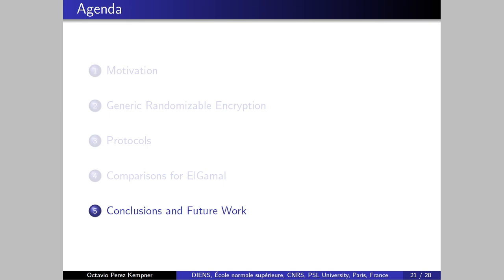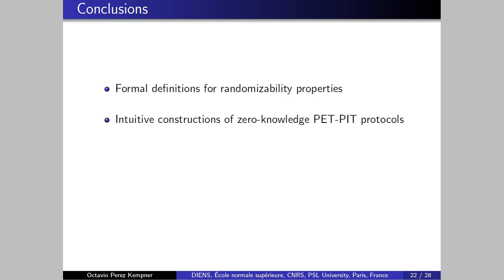Regarding the conclusions and future work. Well, we provided formal definitions for randomizability properties. We gave intuitive constructions for zero-knowledge PEQ and PET protocols, which is something very nice at the pedagogical level, and most of the time zero-knowledge proofs are introduced with examples like graph isomorphism or graph coloring, which are not very applicable to real-world problems. On the contrary, our protocols can easily be used to introduce zero-knowledge proofs to a broader audience with little technical background and with applications.